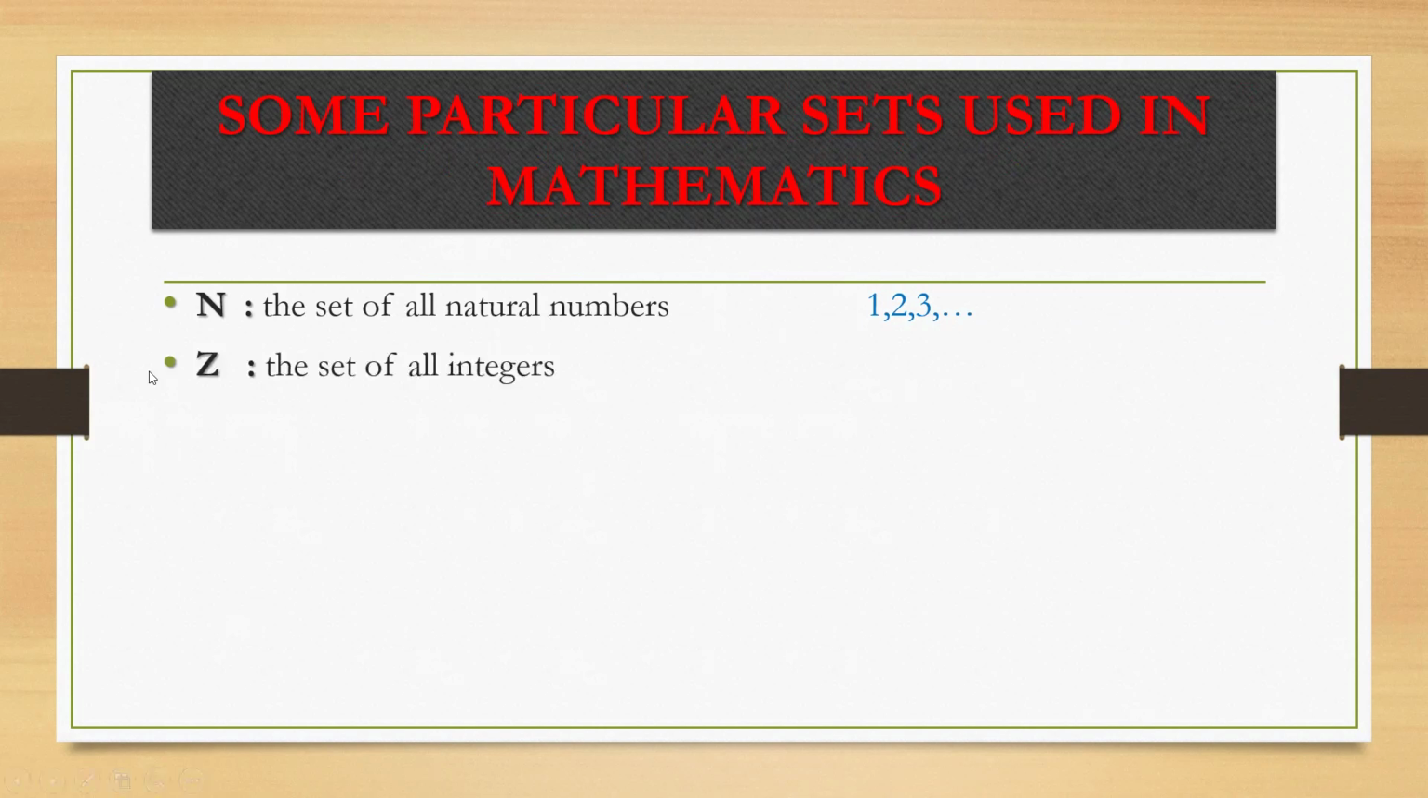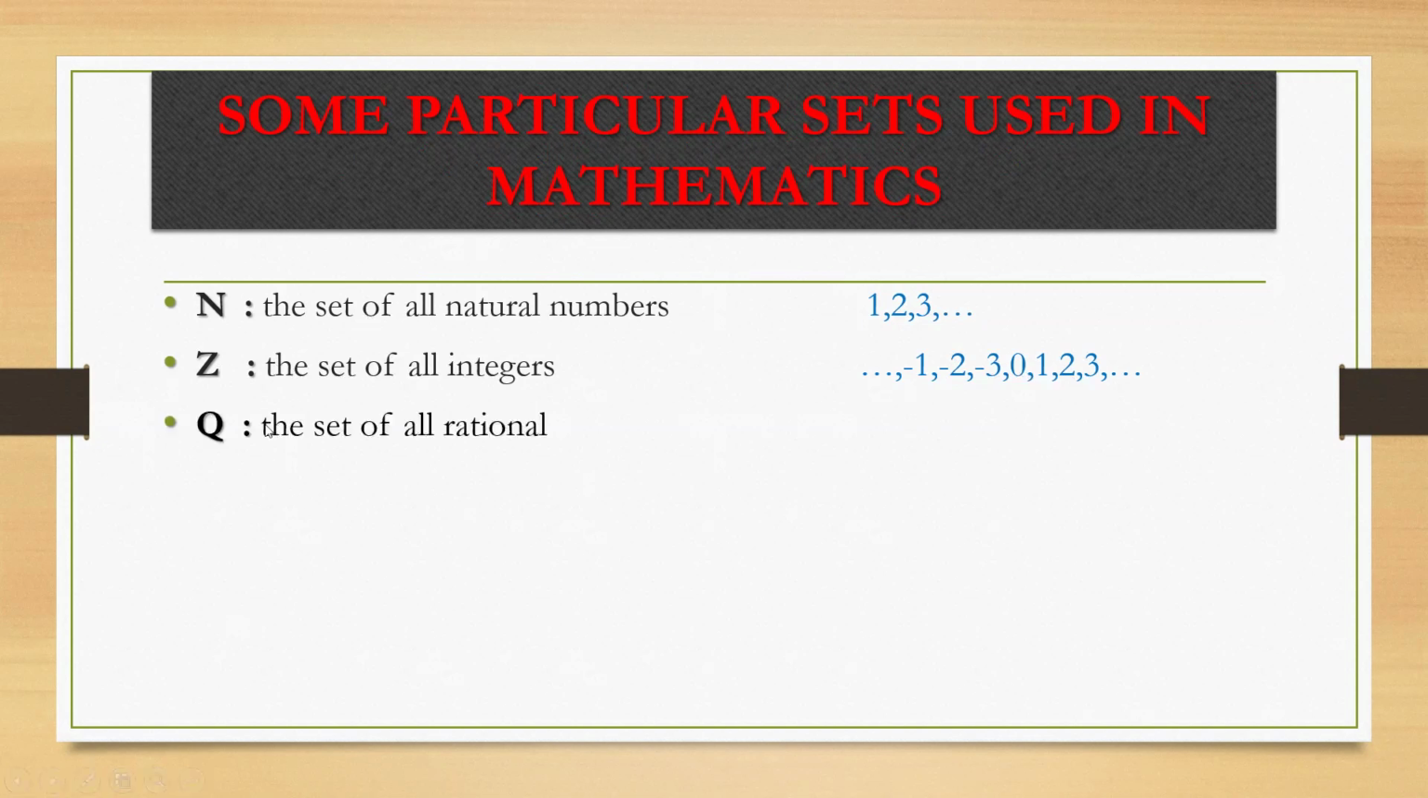The second one is Z, which is the set of all integers. What are integers? The numbers which are the natural numbers, then 0 and the negatives of natural numbers. They constitute the set of integers. Here, all the negative numbers, 0 and then the positive numbers. So this is the set of all integers.